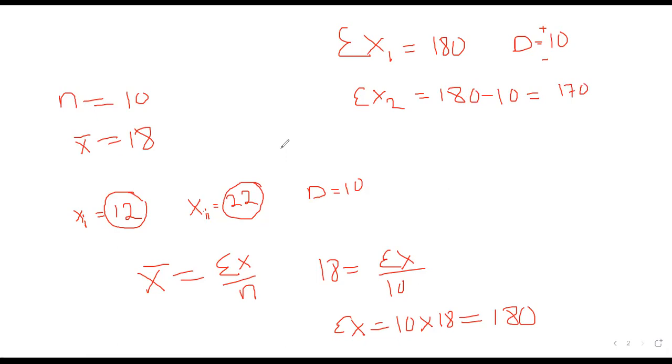What is the correct mean therefore? The correct mean will be summation of X over N, so 170 over 10. So the correct mean there will be 17. 3 marks for that.